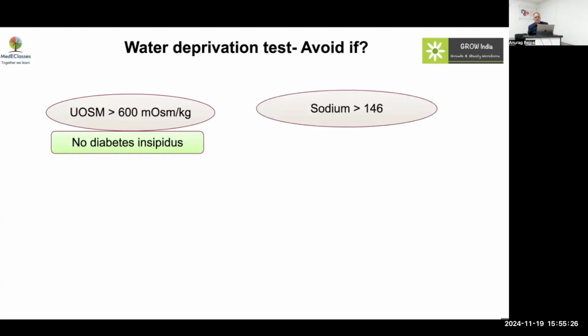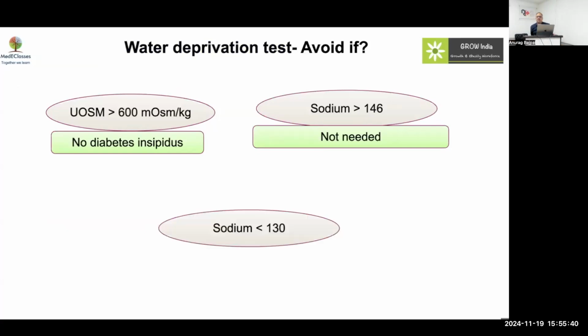It excludes DI. If sodium is more than 146, do an AVP response. If this boy's sodium was 146, we would have done directly an AVP response test. But sodium was 141, so that is why a water deprivation test will be needed. Sodium less than 130, extremely unlikely to have DI. DI will cause normal sodium, but not low sodium. So this is most likely compulsive water drinking, quote unquote, psychogenic polydipsia is what we consider.